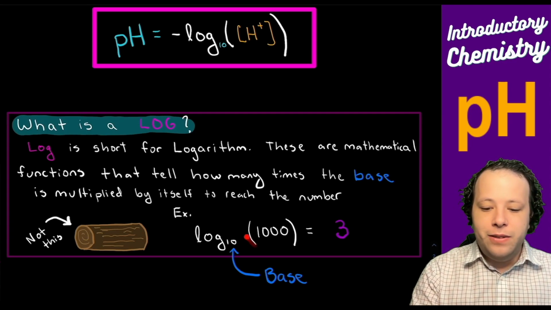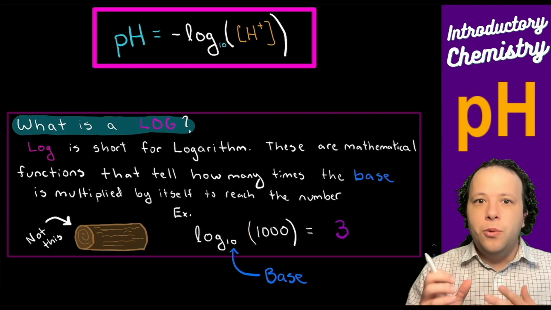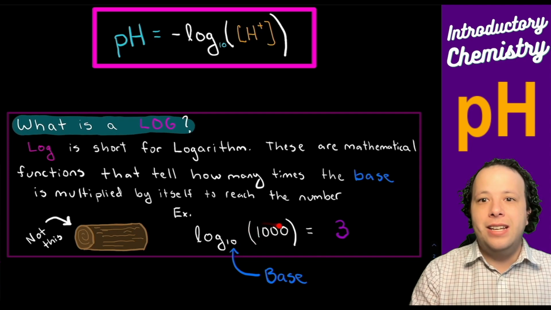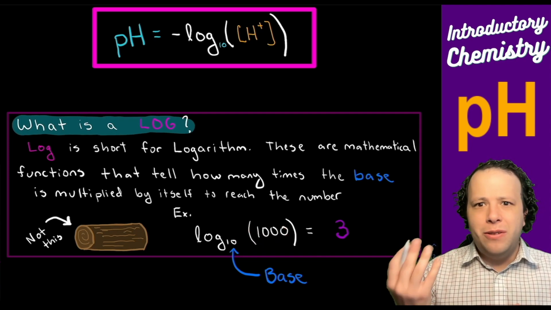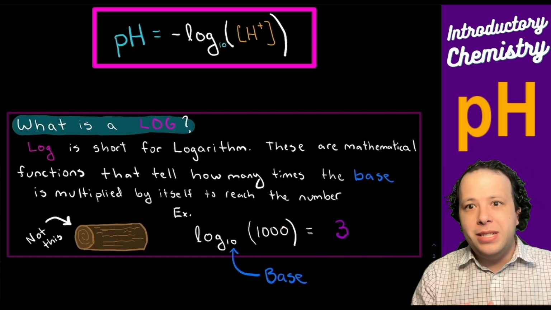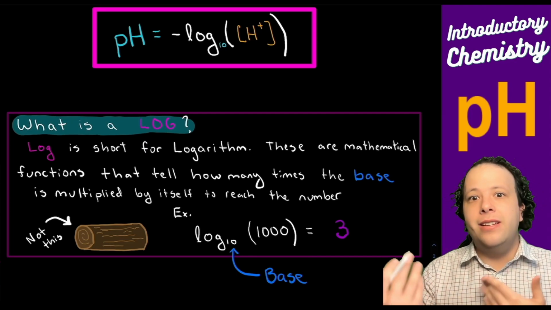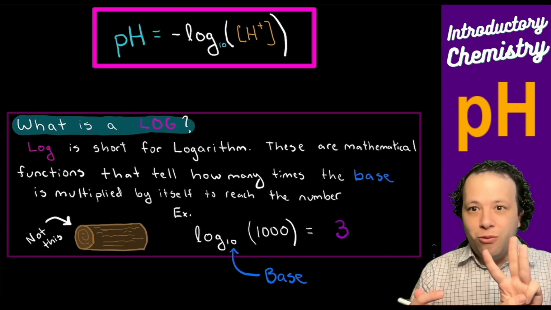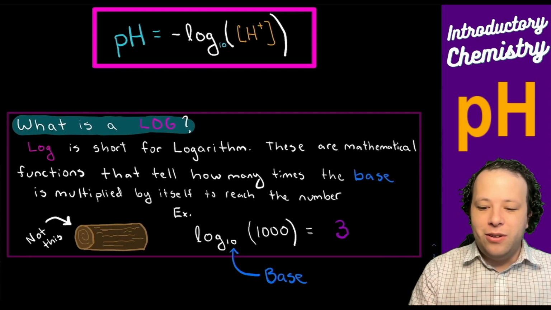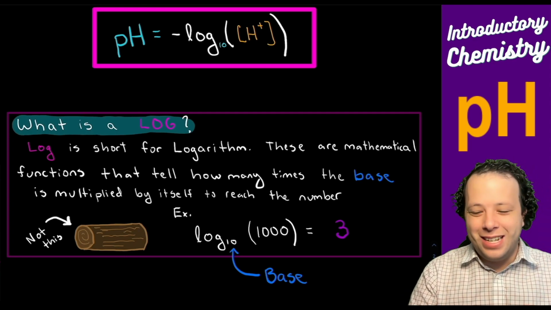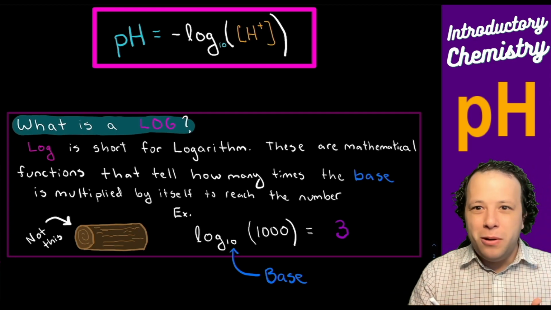So if I have, let's say, 1,000 here, what it's asking is how many times I would have to multiply this base to get 1,000. If you think of 1,000, 10 times 10 is 100, and 100 times 10 is 1,000. You had to do that 3 times. So that tells you that your log is 3 in this example. And this is really where pH is coming from.